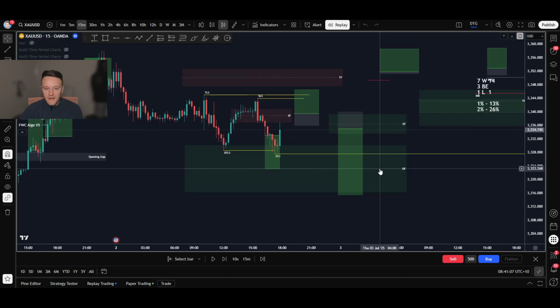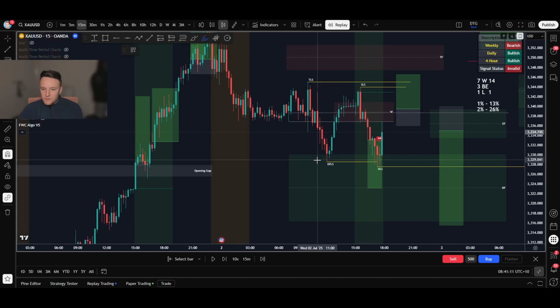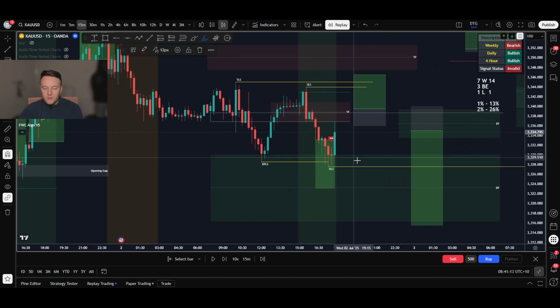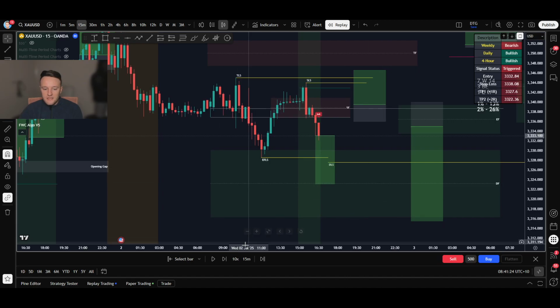If I just go back, and there we can see the key levels right here, 1, 2 AY levels provided by the indicator. And then we get a sell signal right here. Let me go back a little bit more so you can see that sell signal. Boom, sell signal triggered. As you can see, entry, stop loss, take profit 1, take profit 2.